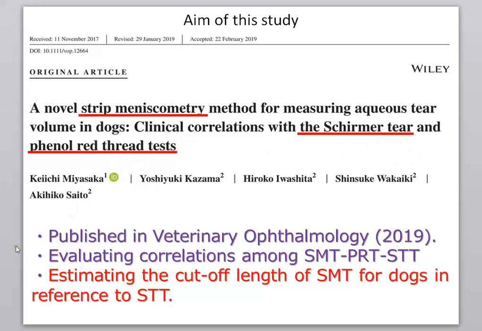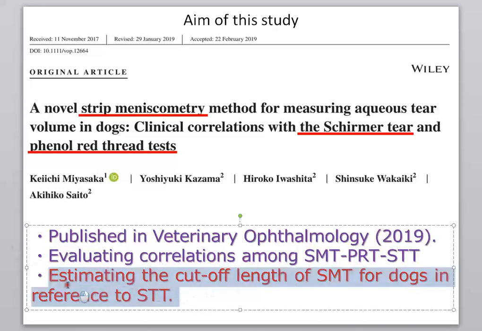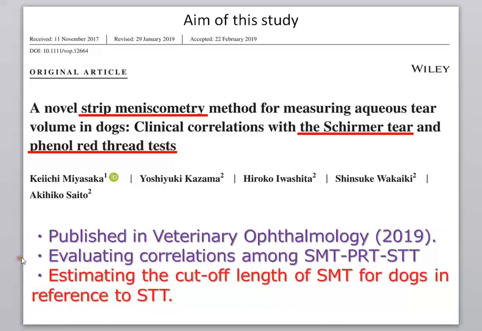So there were essentially two issues that we wanted to discuss. The first one was evaluating correlations among lacrimal tests involved in this study, but it's not the focus in this talk, so I will skip it. The second issue was estimating the cutoff length of SMT for dogs in reference to the gold standard STT results. I want to talk about this in this video.